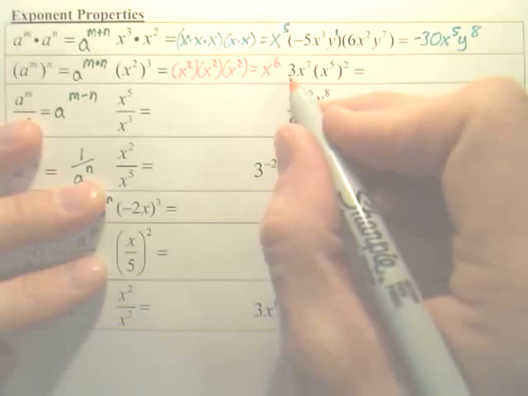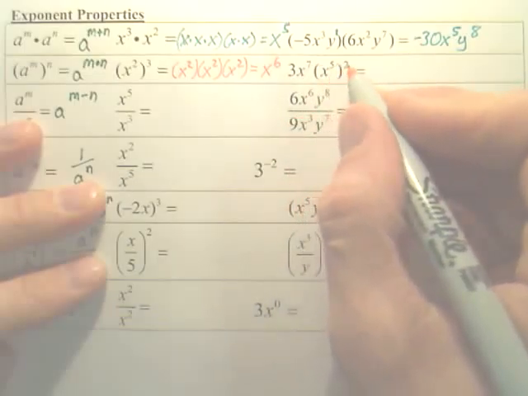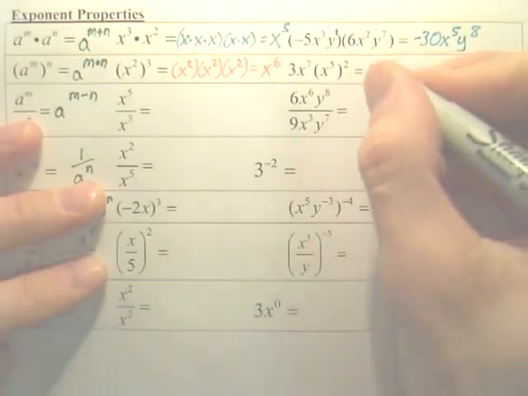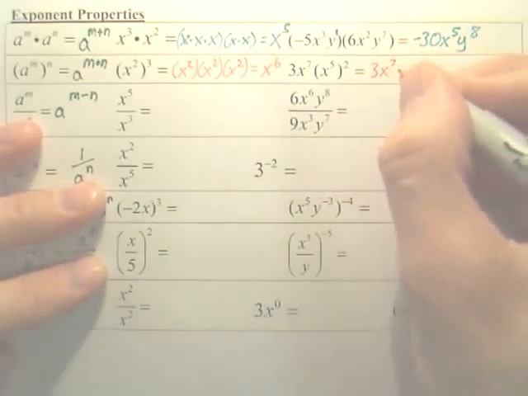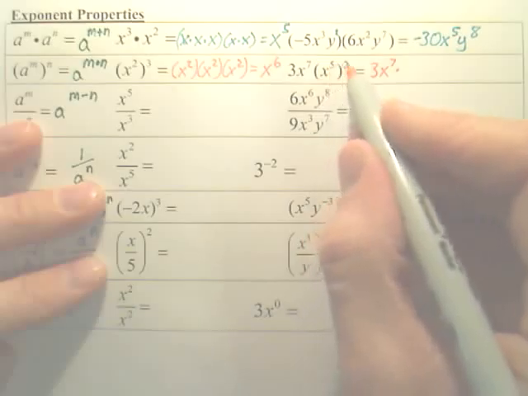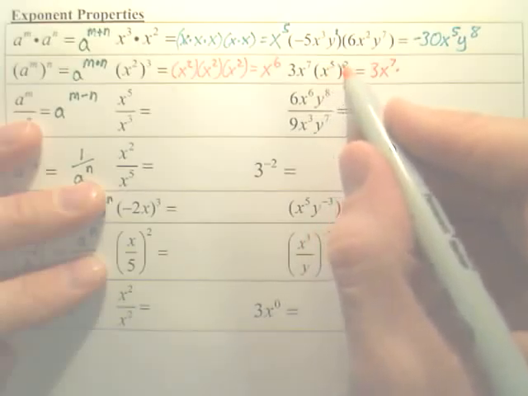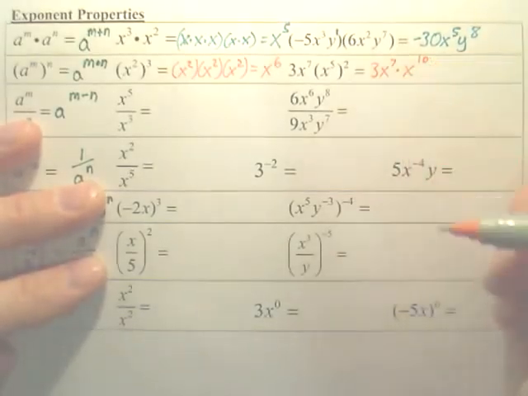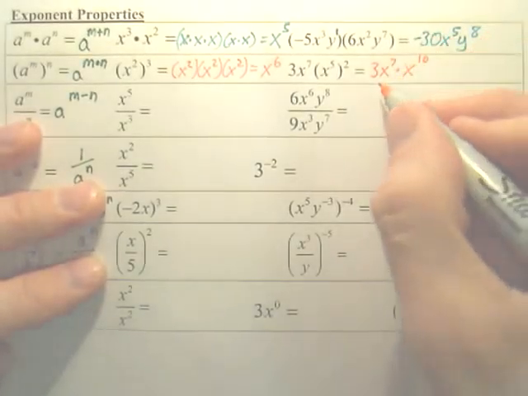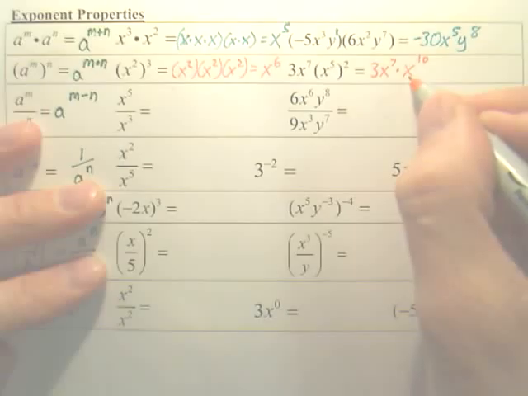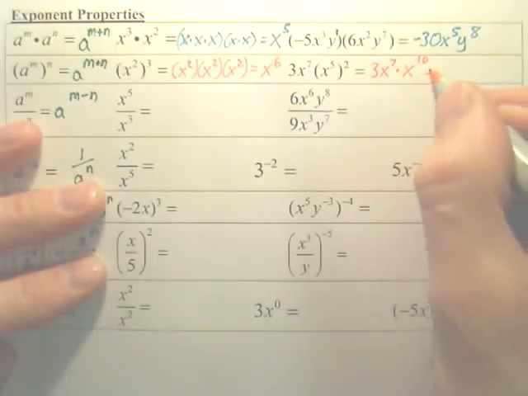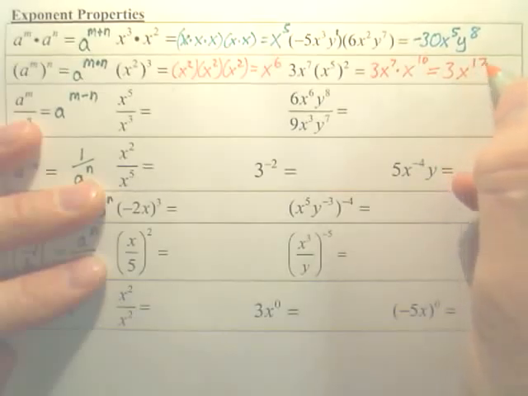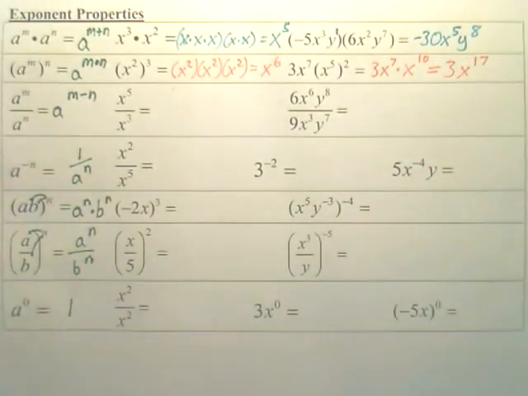Let's look at this one. 3x to the 7th times x to the 5th squared. So let's first take x to the 5th and square it. We now have 3x to the 7th times x to the 10th. What do you do with those powers? You add or multiply them? You multiply them. Now, can the x to the 7th times the x to the 10th combine? Yeah, you add those powers. So 7 plus 10 is 17.